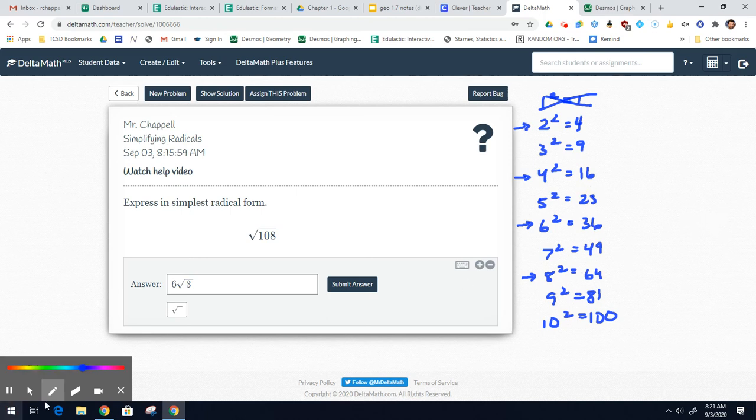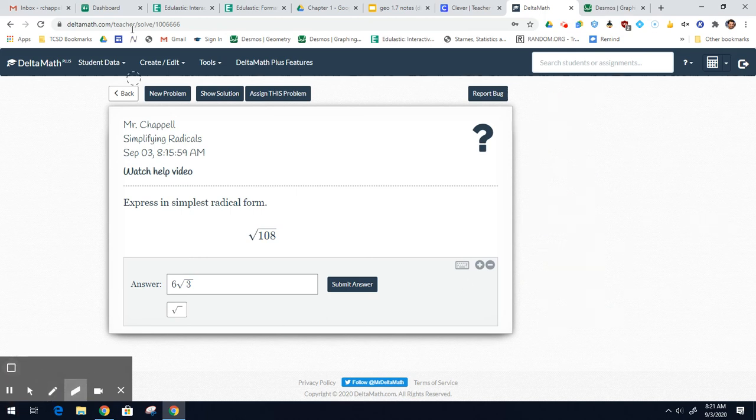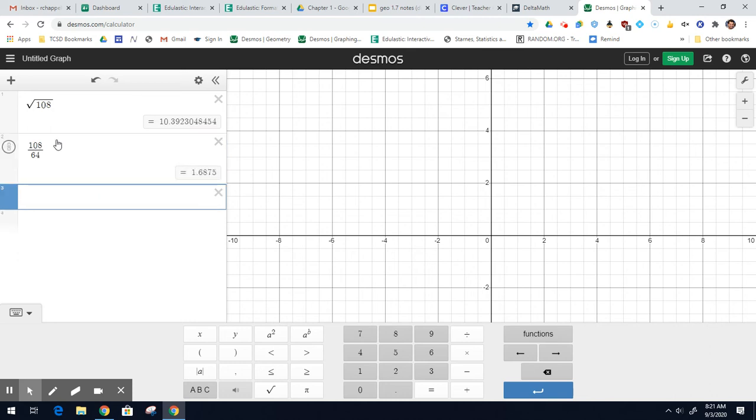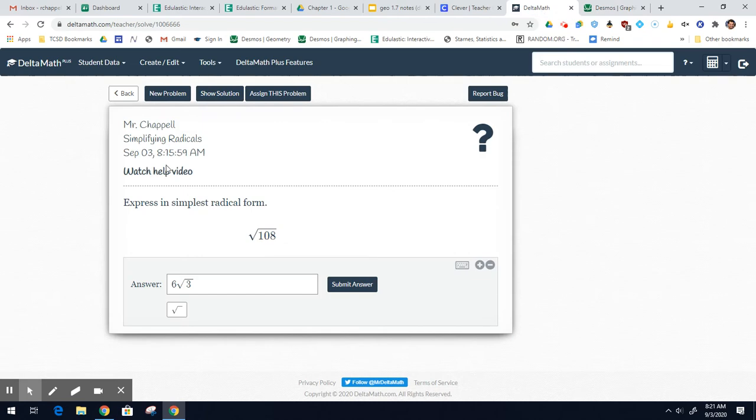So I'm going to go away from this real fast and go into Desmos graphing calculator. And I'm going to work on the division here. So we'll do 108 divided by 64. That's a decimal, doesn't count. I'll do 108 divided by 36. And look at that. It goes in evenly 3 times. So I can break 108 into the square root of 36 times 3.